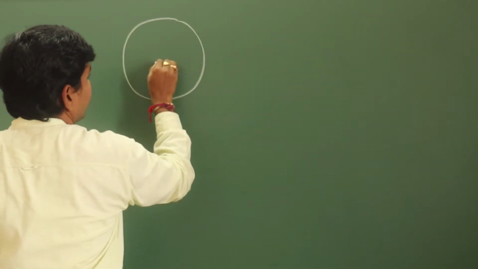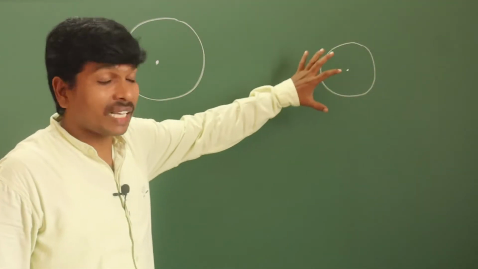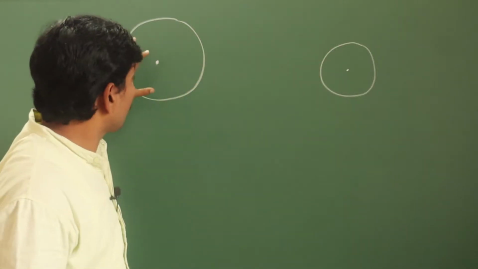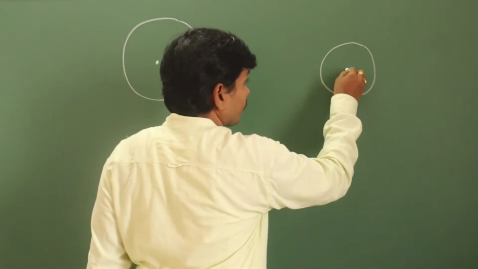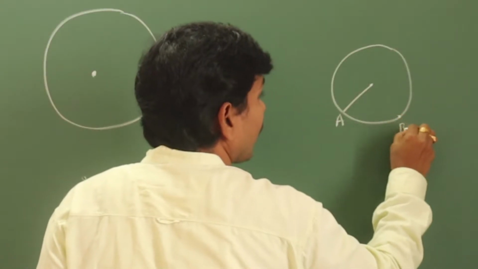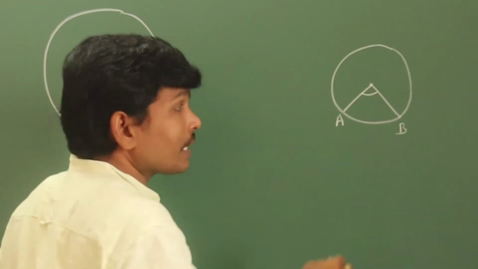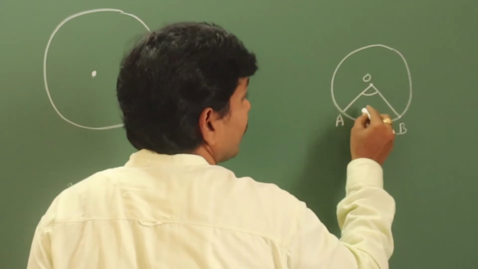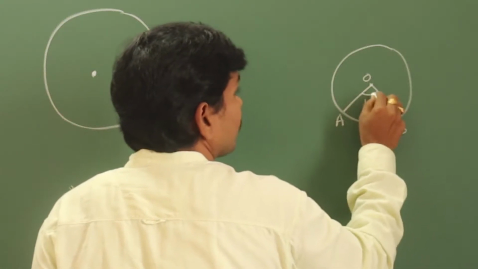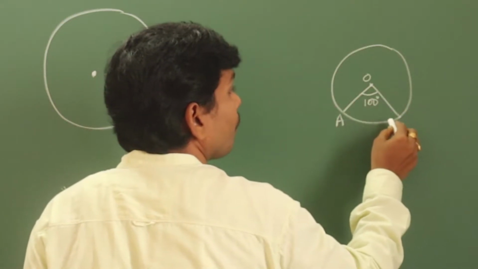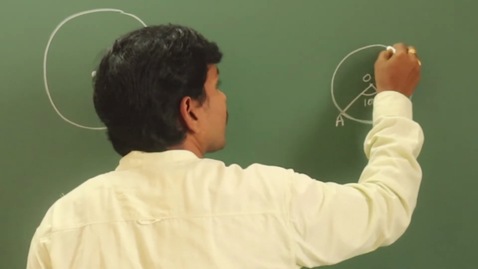It is a circle with center O. Observe. One of the basic results useful to prove this theorem is this: take an arc AB. Arc AB makes an angle at the center, called the central angle. The central angle is 100 degrees. Then what is the angle made by the same arc at the remaining part of the circle?